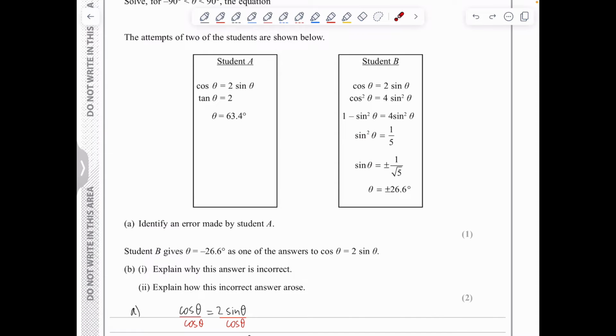The attempt by student B starts by squaring both sides to get cos squared is 4 sine squared, and then they use the trigonometric identity cos squared plus sine squared is 1 to get a quadratic in sine, leading to two solutions plus minus 26.6. Now, we need to explain why the answer of minus 26.6 is incorrect and explain how this incorrect answer arose.